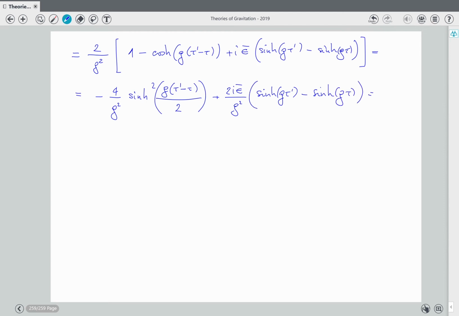Well, finally, this is equal to, but this we will check because it's not totally straightforward, minus 4 divided by g squared hyperbolic sine squared of g tau prime minus tau minus i epsilon, some new epsilon, divided by 2.